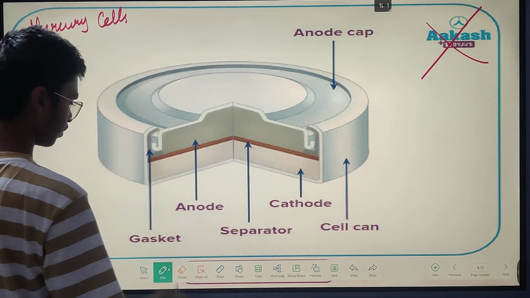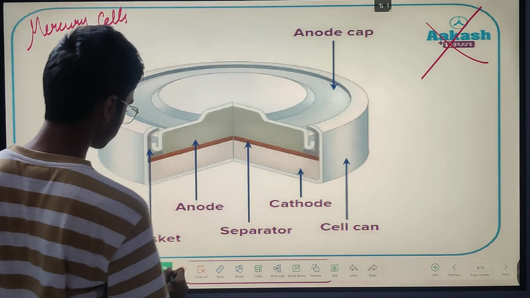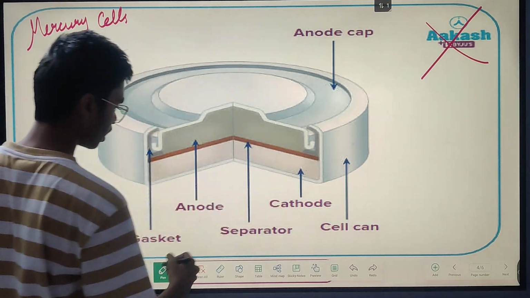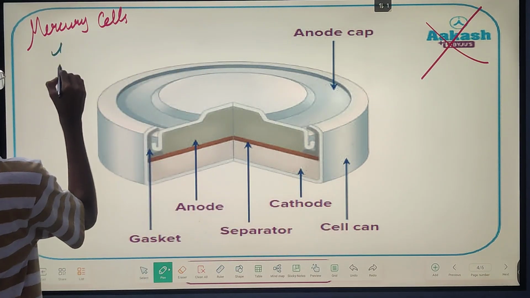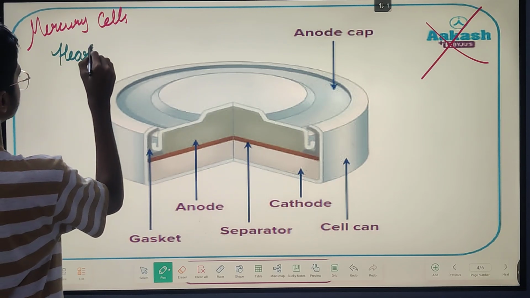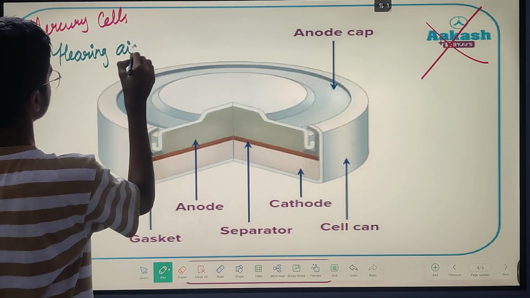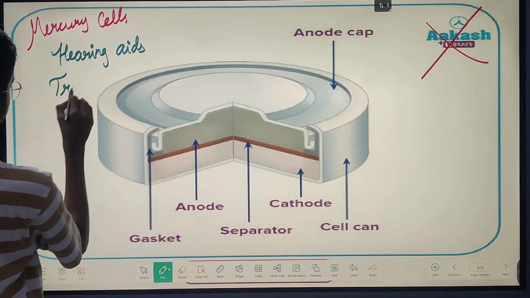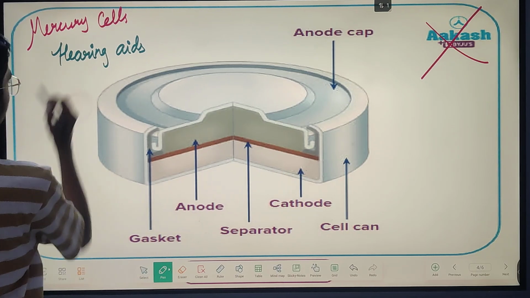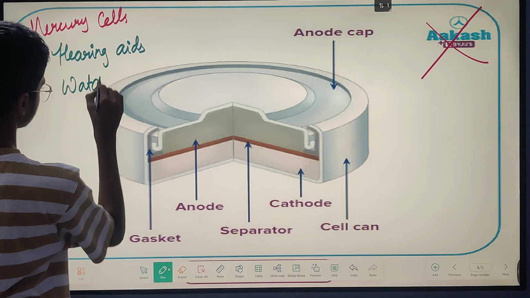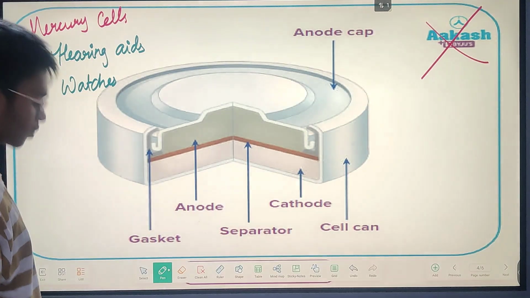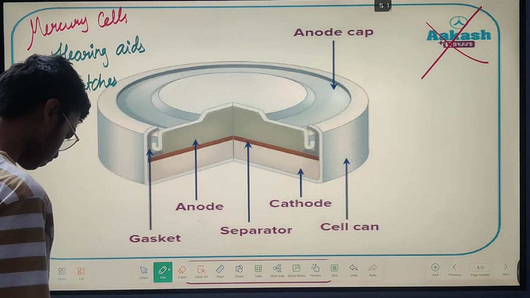Before that, where is this mercury cell being used? First we will discuss that. Mercury cells are commonly used in hearing aids, transistors, clocks and watches. Watches are where it is very commonly used.